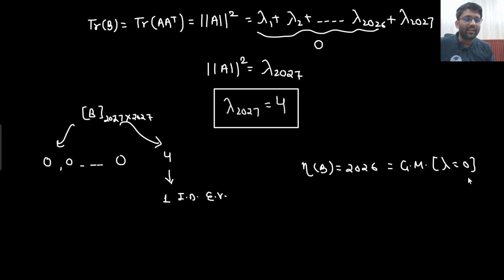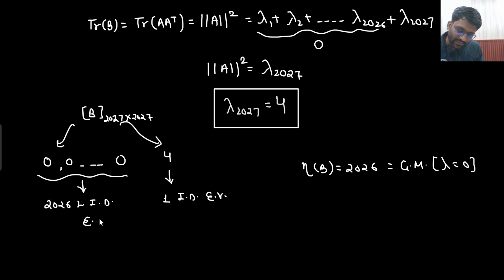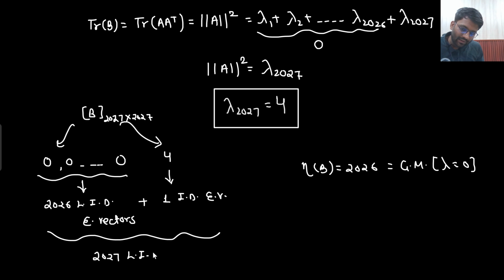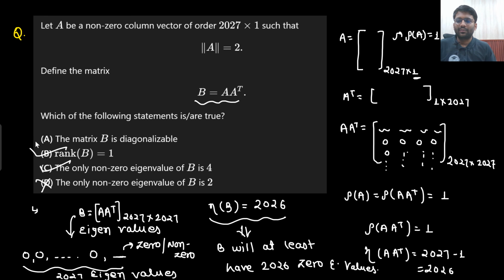And what is the meaning? It is the number of independent eigenvectors corresponding to lambda equals 0. So corresponding to lambda equals 0, I am getting 2026 linearly independent eigenvectors. In total, I am having 2027 linearly independent eigenvectors. What does that mean? It is diagonalizable. A very good question, but if your concepts are clear, then you will be able to solve these kinds of problems for sure.